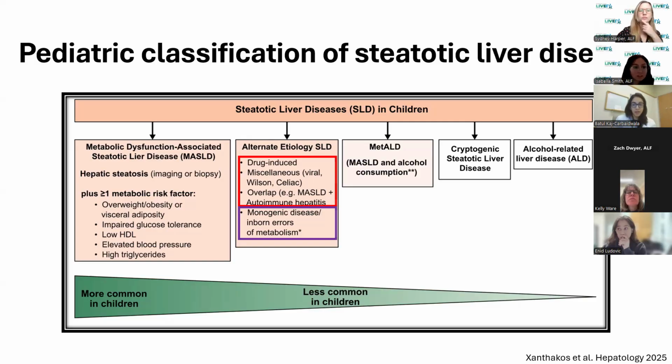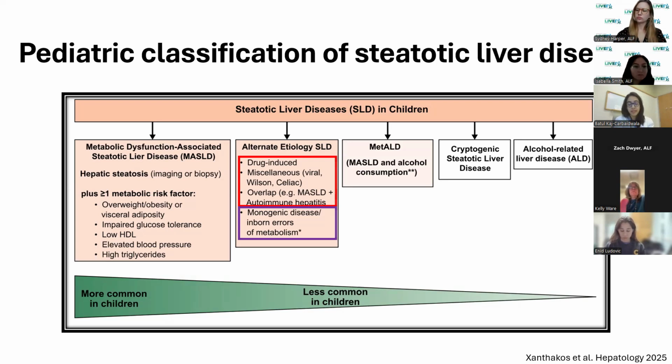But then you have the other ones, right? So the other ones that we have to think about are, could there be drug-induced? Is there a viral cause? Could this be Wilson's or celiac disease? So celiac disease, interestingly, can present with elevation of liver enzymes where you might actually see steatosis on their biopsy. So that's something to think about also. So there are those diseases in that red box right there that we sort of think about when we're doing our initial screening testing.